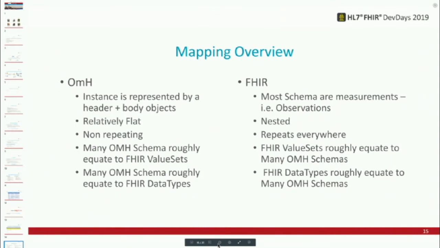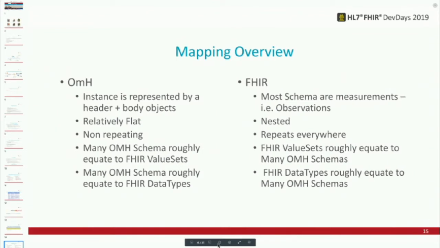And in general, as Simona mentioned, on the OmH side we have these JSON schemas, and they're basically two objects: a header object and a body object. They're relatively flat and relatively simple, which is nice when trying to map them. So we have a relatively flat, non-repeating schema, and then a subset of schemas that represent value sets, basically enumerations. There's a set of schemas that represent, in FHIR, data types. So we have a third set of schemas, which I refer to as data point schemas.